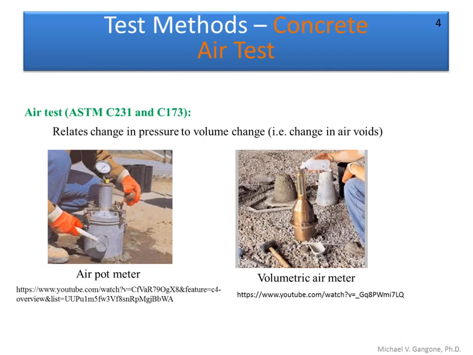You can see this gentleman here putting in some isopropyl alcohol, which is what's commonly used in this rolling meter for determining air content. But this is the more common method that is used today.